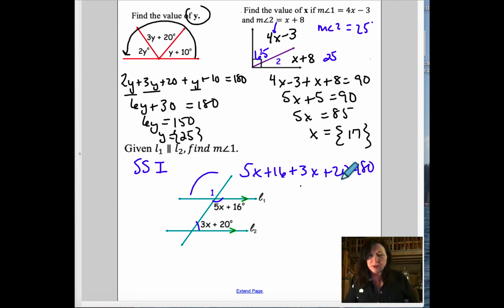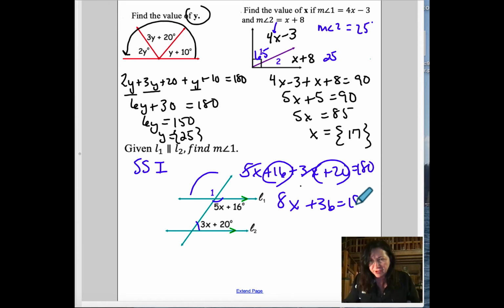Okay, so let's see. x, 3, and 5. So that's 8 x's. And then 16 plus 20 is 36. That adds up to 180. So I'm going to go 180 minus 36 is 144. So we have 8x is equal to 144. And then I'm going to divide by 8. So x is then equal to 18.